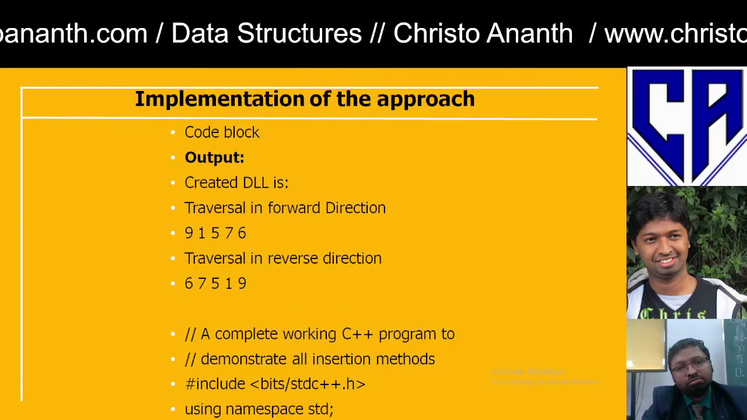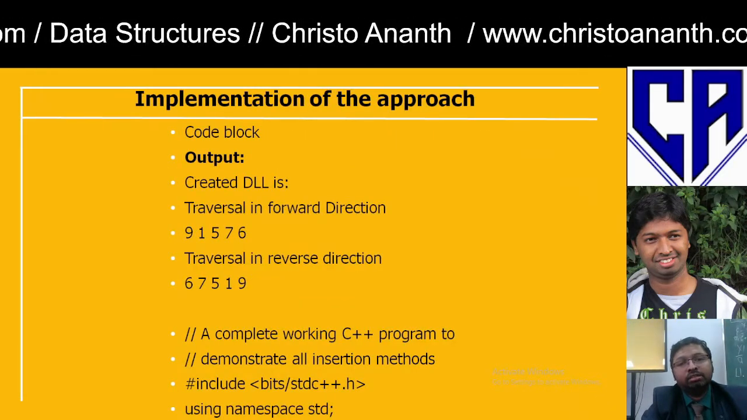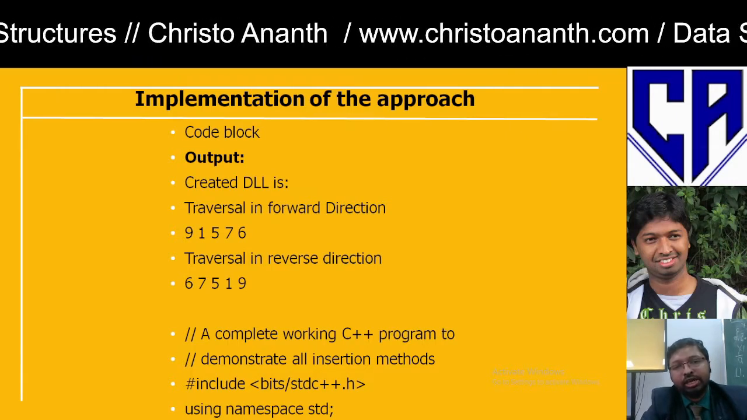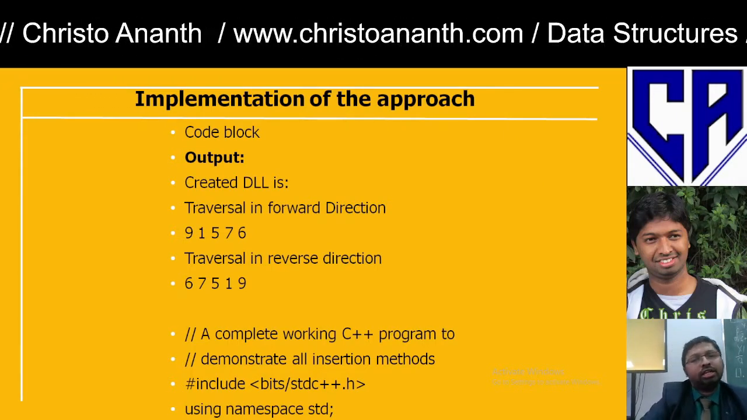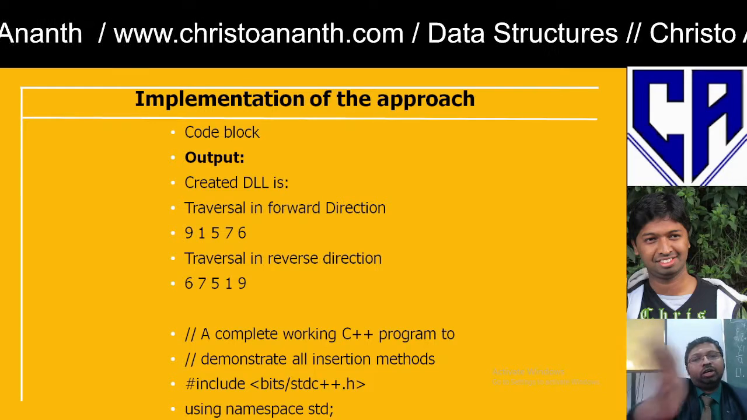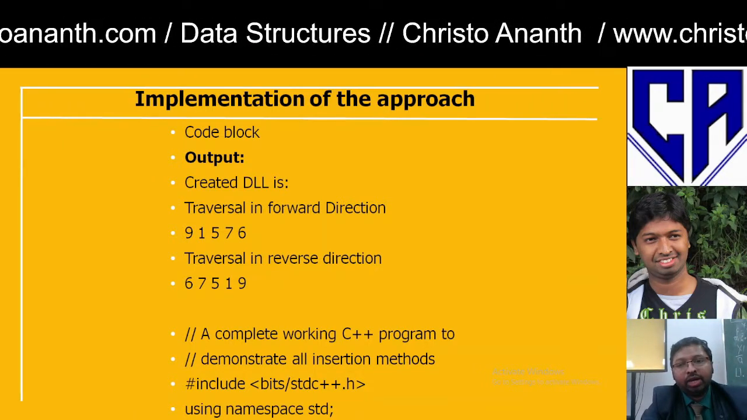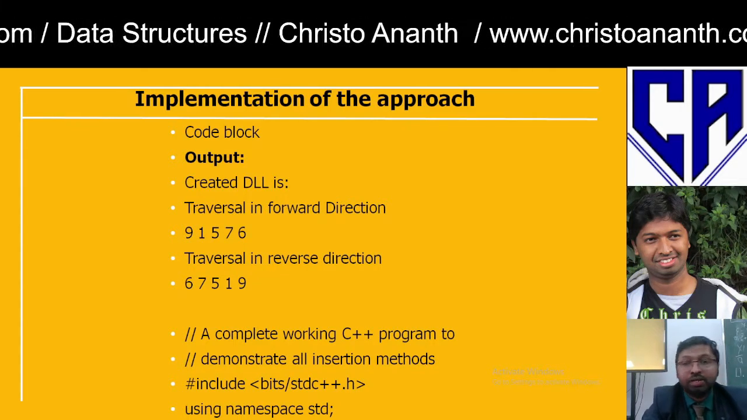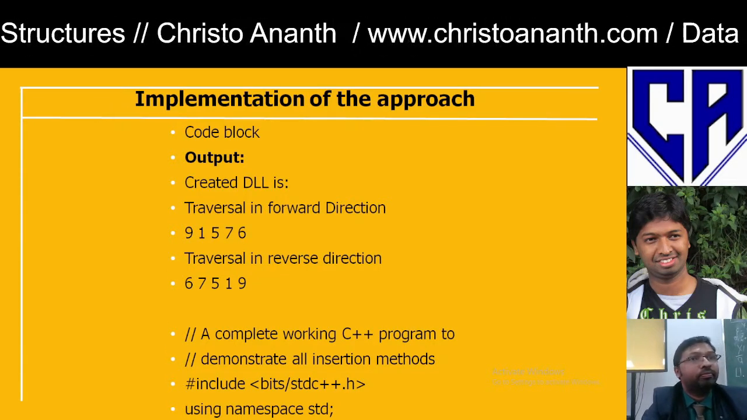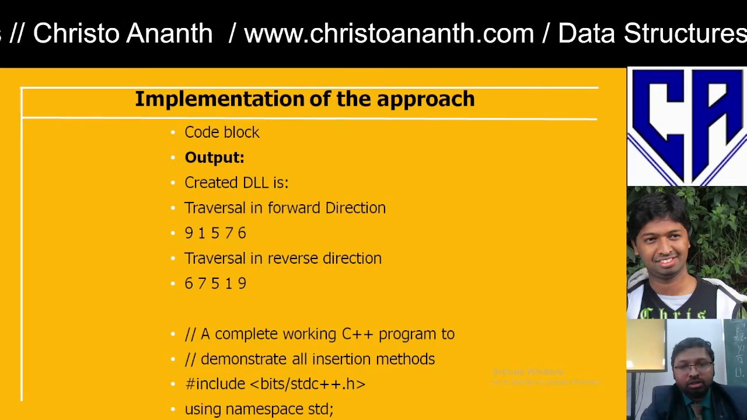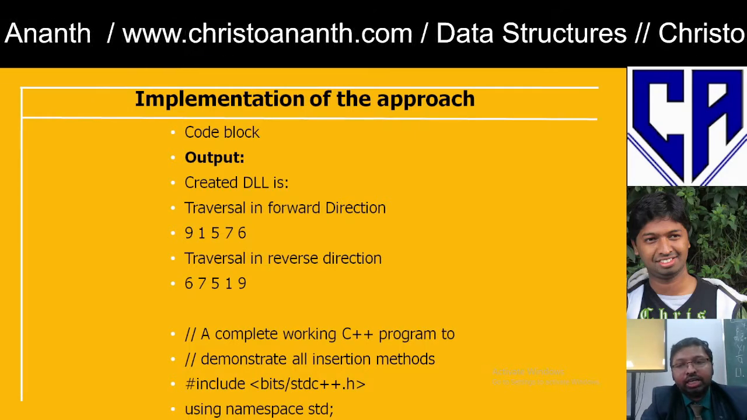So the output in the case of the doubly linked list, traversal in the forward direction is 91576. In the reverse direction it is 67519. Similarly, we express the same with the help of a C++ program, to demonstrate all insertion methods.